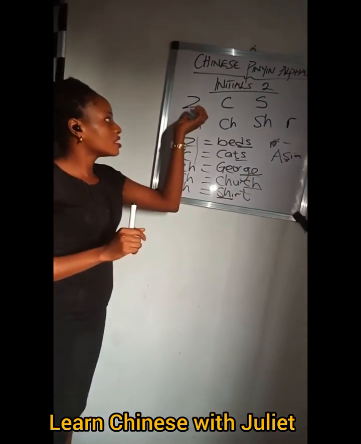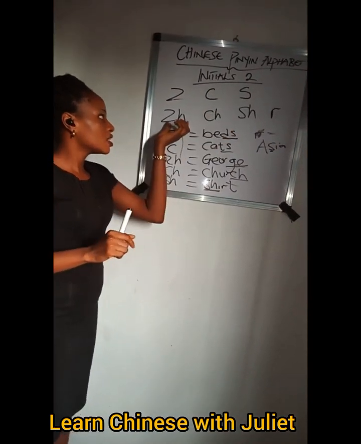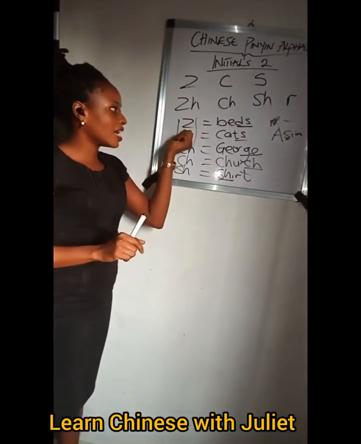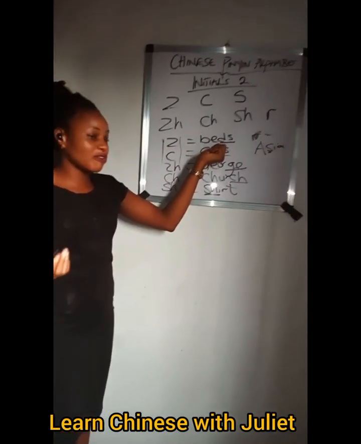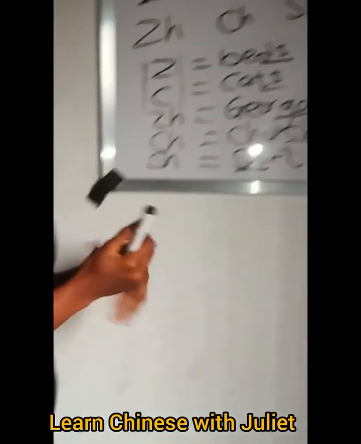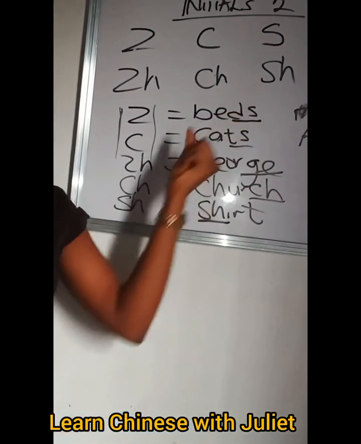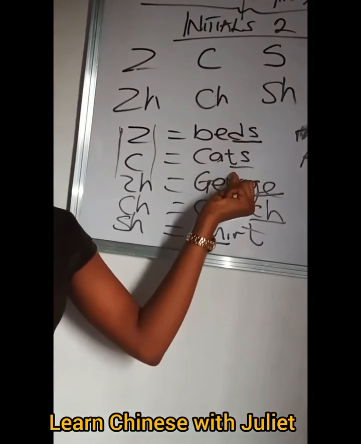Now we have D, T, S, J, Sh, Sh, R. D as when you pronounce bed. We lie on a bed. I lie on the floor though. So we have bed. D, D. Now this is cat. T, T.